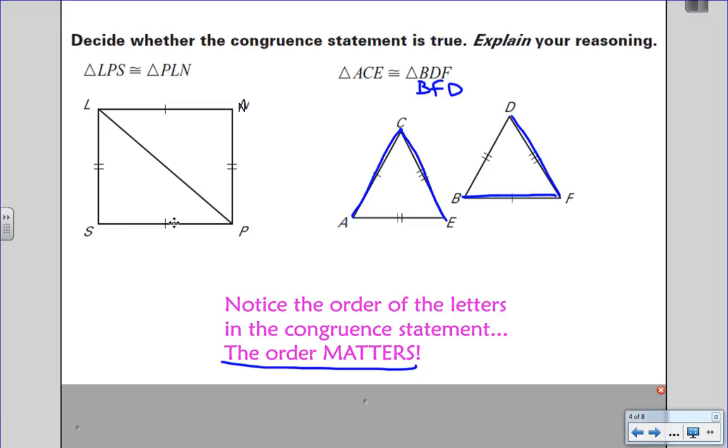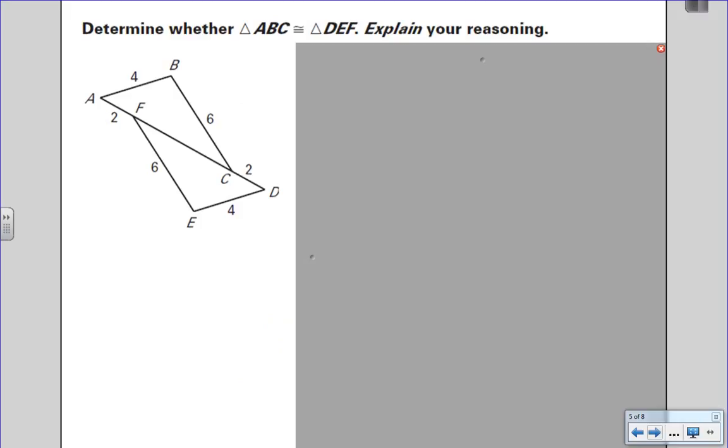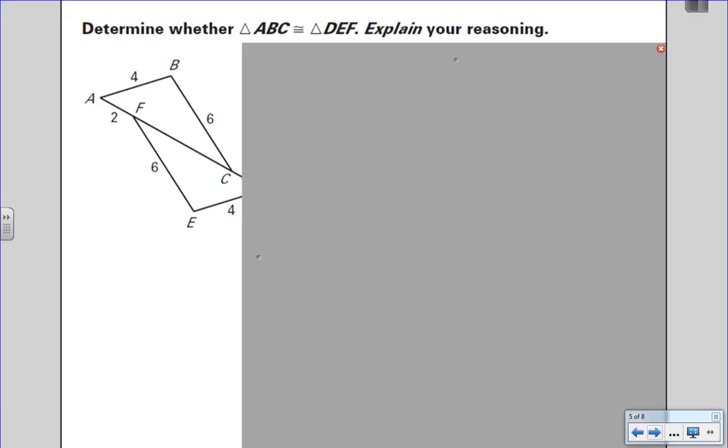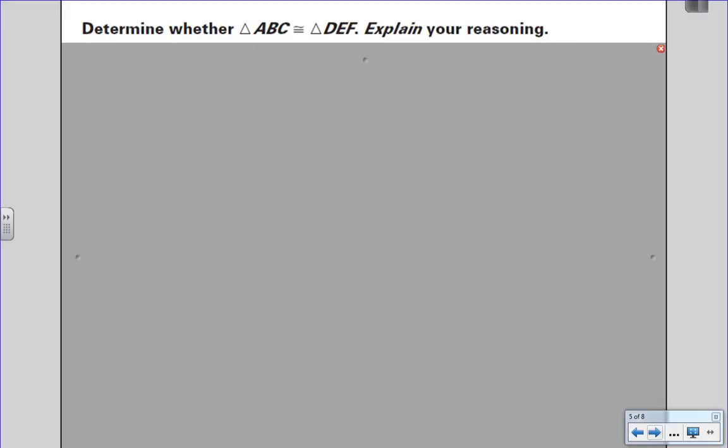Alright, so order matters. The first one was yes, the second one was no because the order was off. Now pause it and try to determine, now it's going to take a little bit of work, whether triangle ABC is congruent to triangle DEF. And then I want you to explain using a 2-column proof. So have your statements on the left and your reasons on the right.